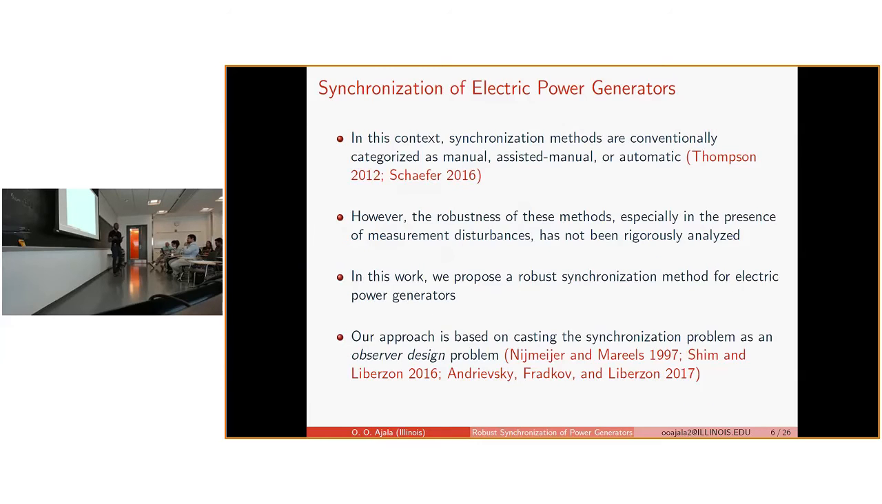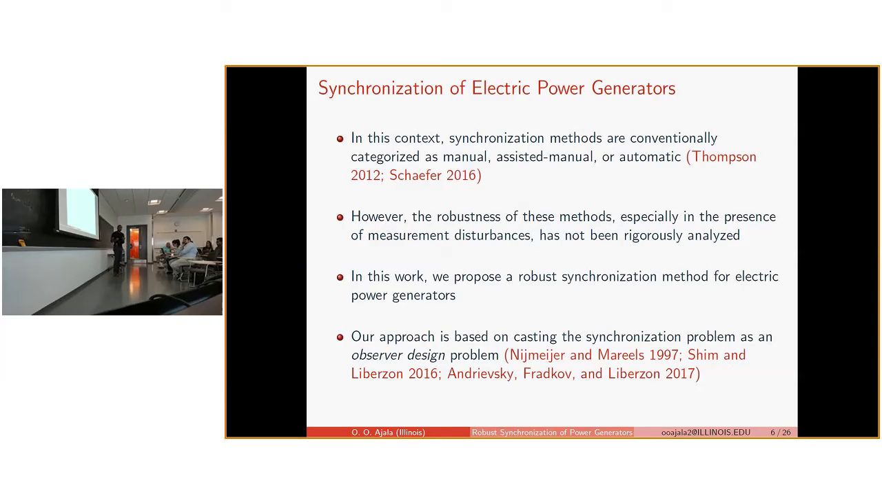And in this context, in the literature, synchronization methods are conventionally categorized as manual, assisted manual, or automatic. In the manual approach, a system operator observes the frequency, the phase, and the voltage, and when he sees there's a match at both interconnection points, he flips a switch. In the assisted manual, it's a little bit automated in the sense that if the frequency, angle, and voltage measurements do not match when the switch is flipped, the system would disengage connection. And the automatic is fully automated, where a computer does all that work.